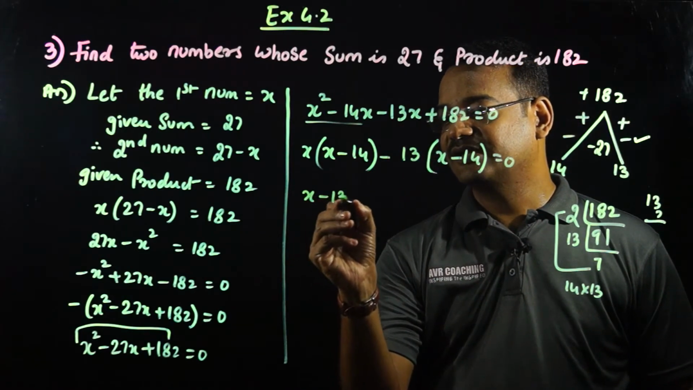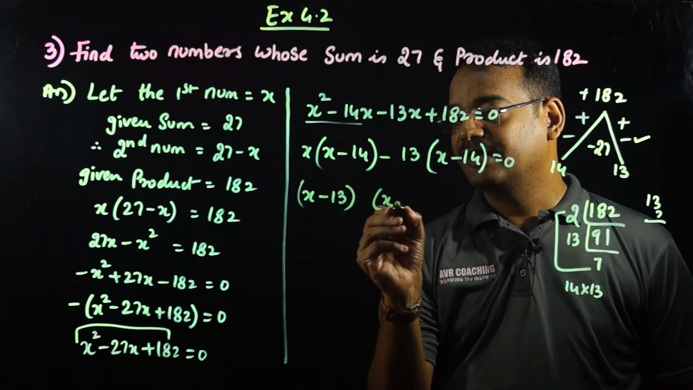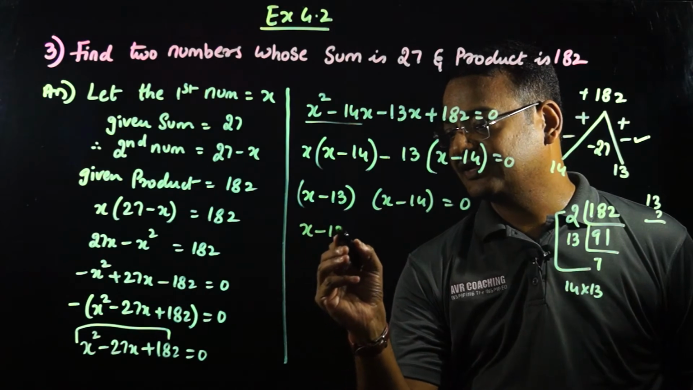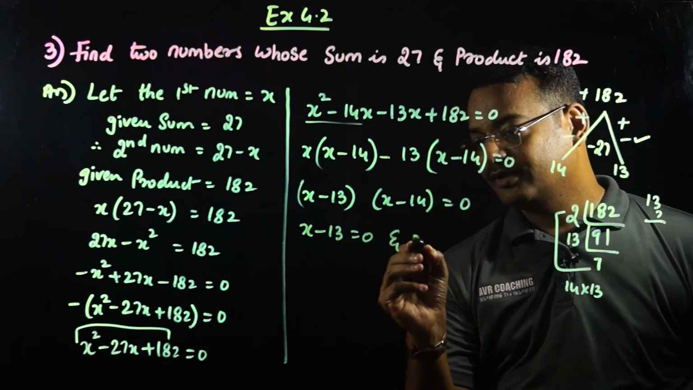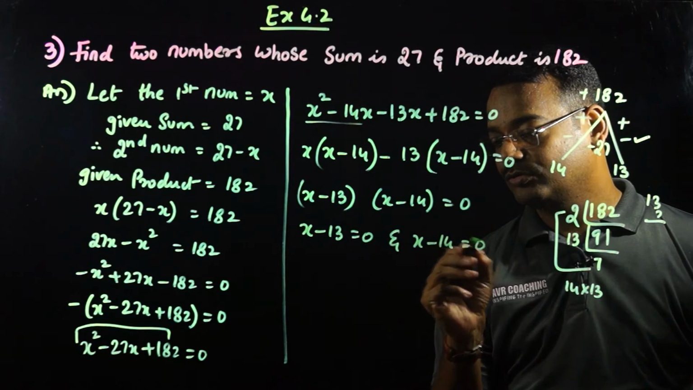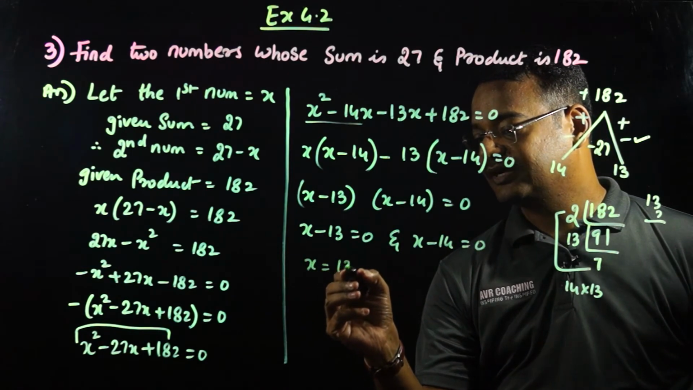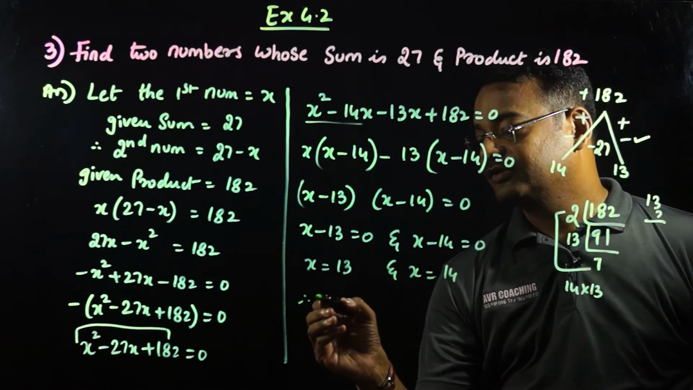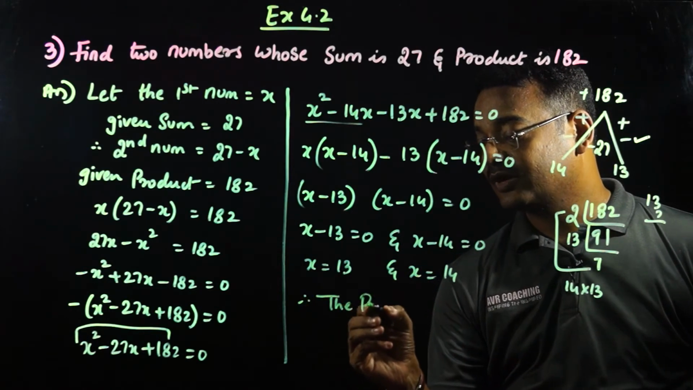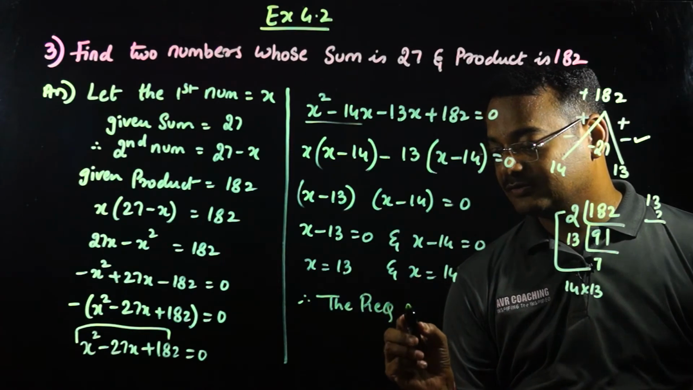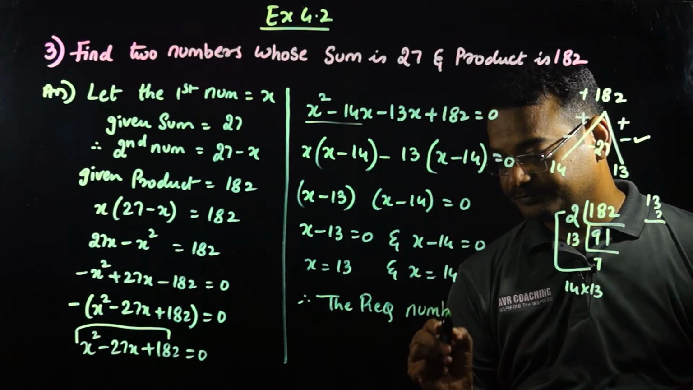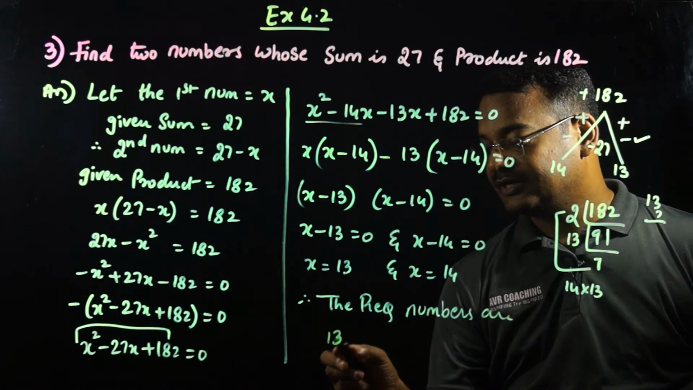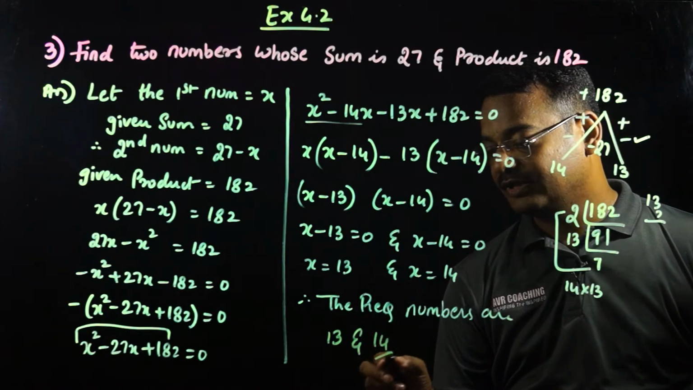So x minus 13 and x minus 14 equal to 0. x minus 13 equal to 0 and x minus 14 equal to 0. x equal to 13 and x equal to 14. Therefore the required numbers are 13 and 14.